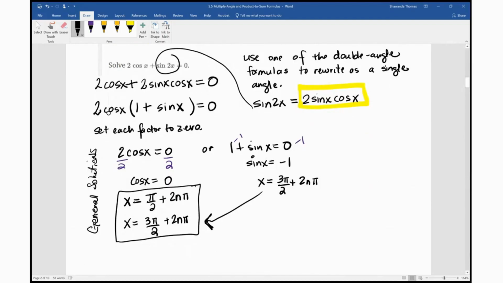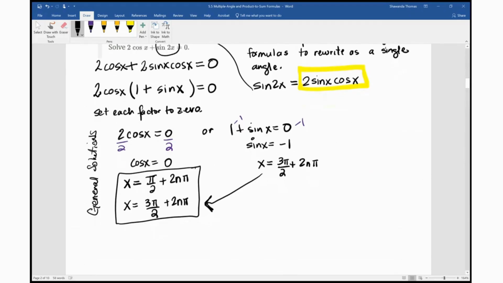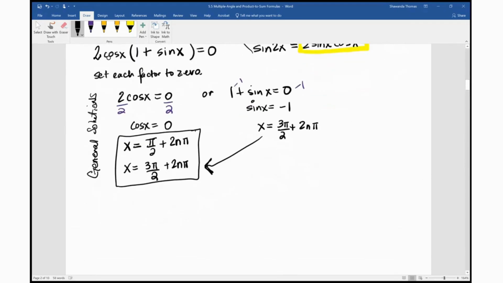All right, so the answers are in this box here. Pi over 2 plus 2n pi, and web sign may say separated by a comma, 3 pi over 2 plus 2n pi. All right. All right, any questions about that one?